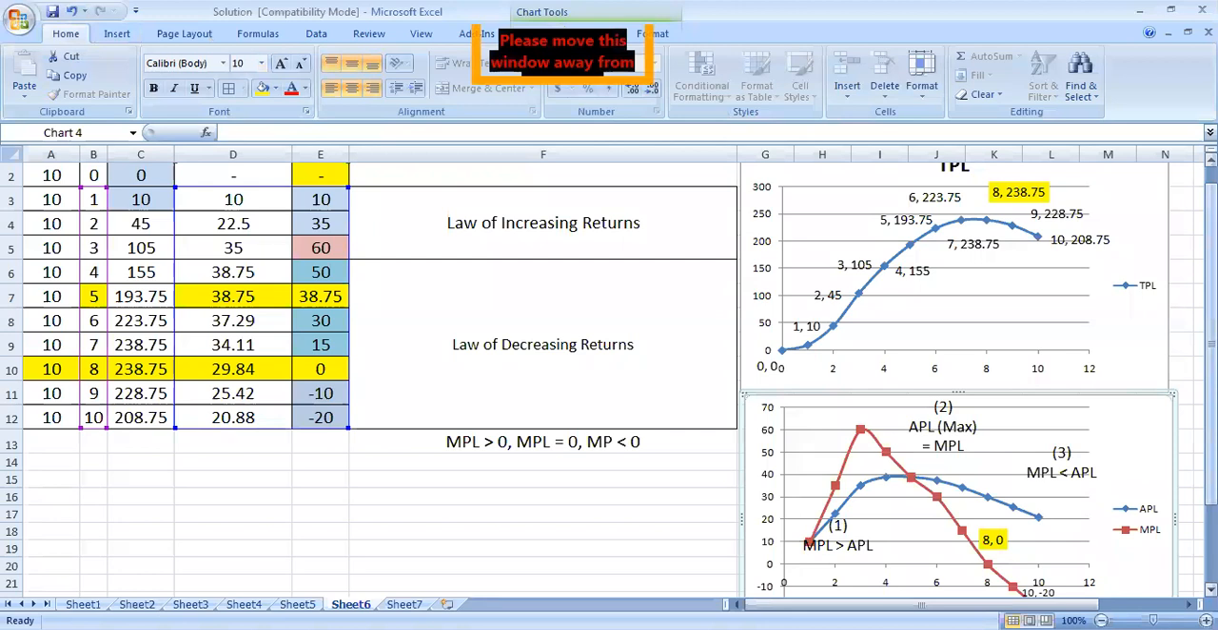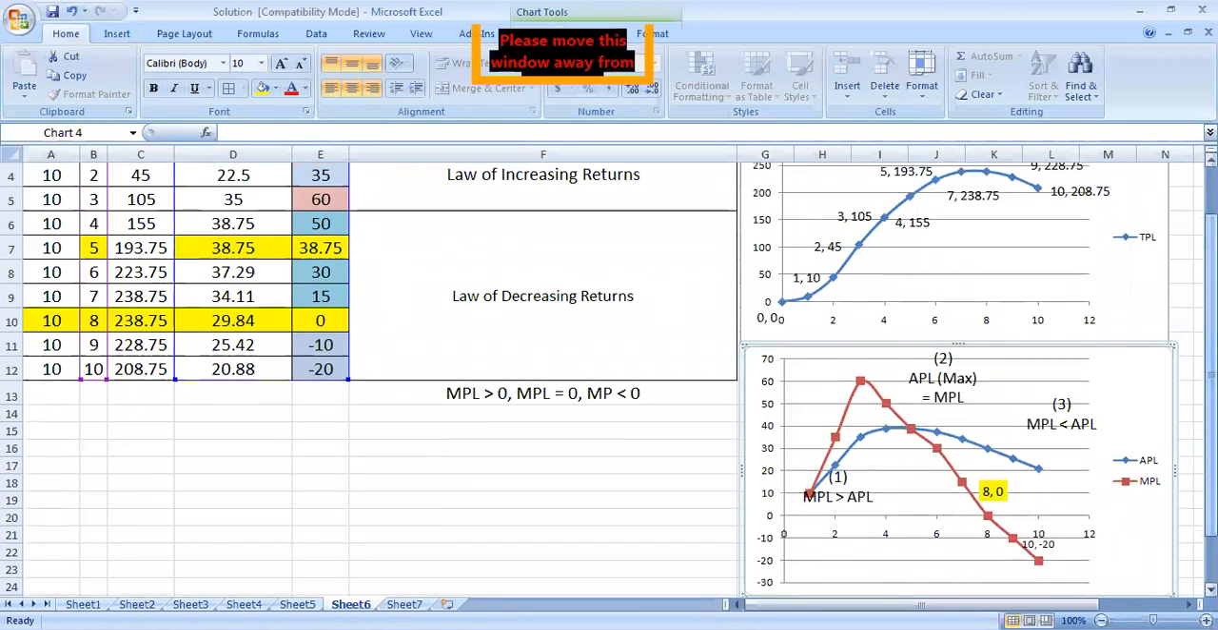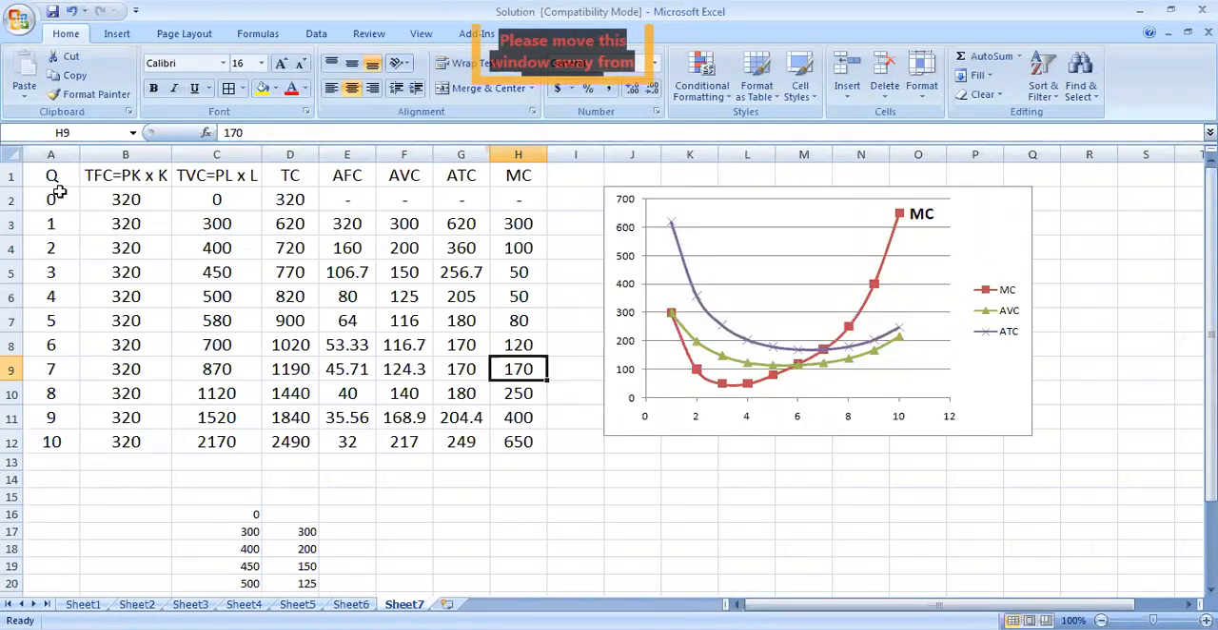I'm not discussing the stages of production here. That is another important concept. But here, I'm just discussing these 3 points. After discussing these 3 points, I'm going to take you people to the concepts of cost. Let me just let you know that these are the concepts of costs.